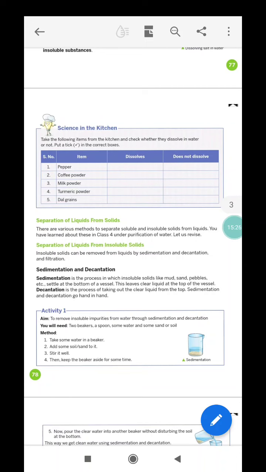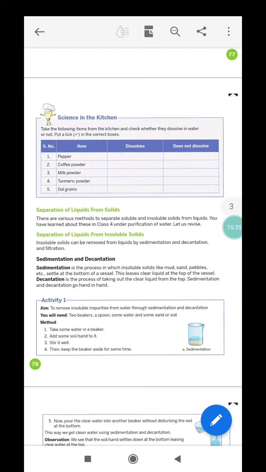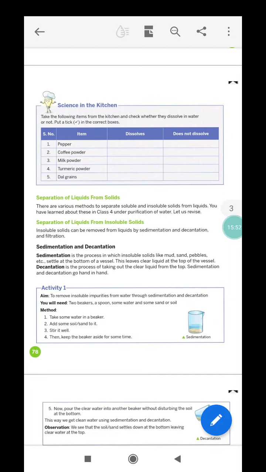To remove insoluble particles from water through sedimentation and decantation, you will need 2 beakers, a spoon, some water and some sand or soil. Now, how will we do this activity? First of all, we have to take some water in the beaker, then add some sand or soil into it. Then stir it well with a spoon, so that it becomes a mixture of sand, soil and water. Then keep the beaker aside for some time.